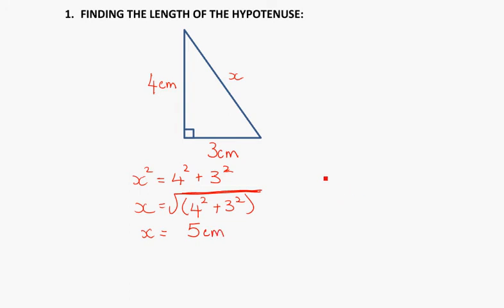Notice that this works out evenly. One side's 4, one side's 3, so it's a 3, 4, 5 triangle, and it's one of several combinations that work out evenly, and they're called Pythagorean triples. So 3, 4, 5 is one example of a Pythagorean triple.